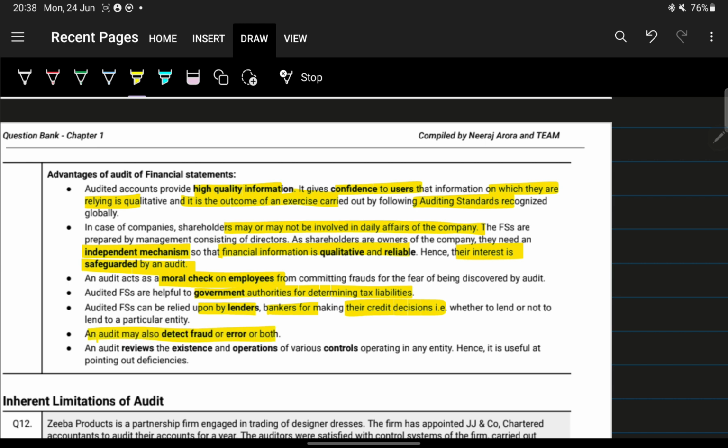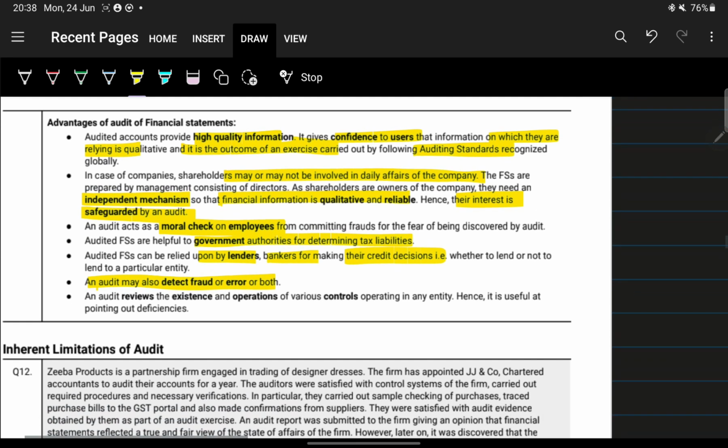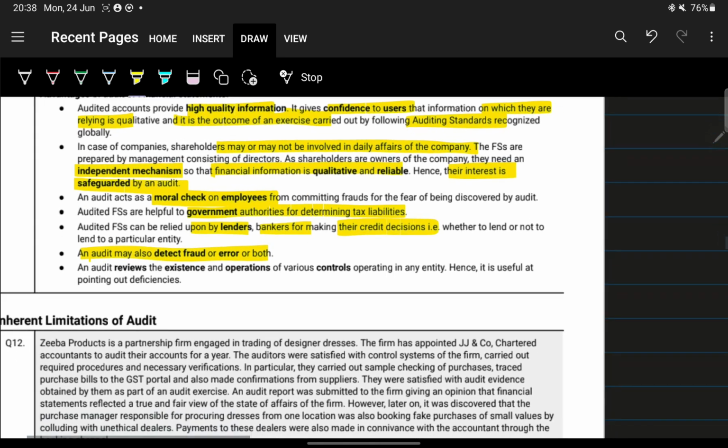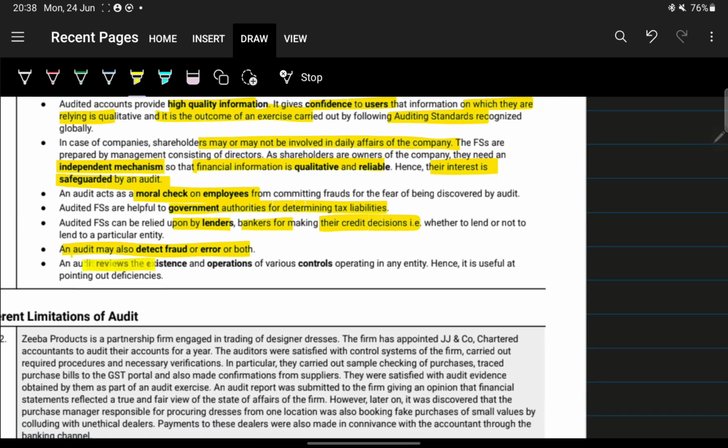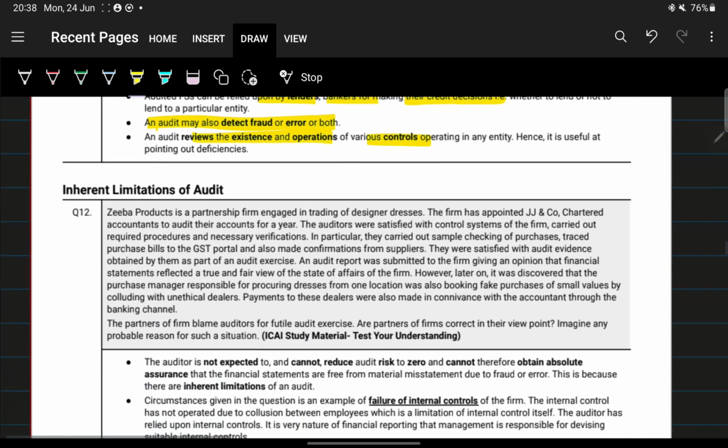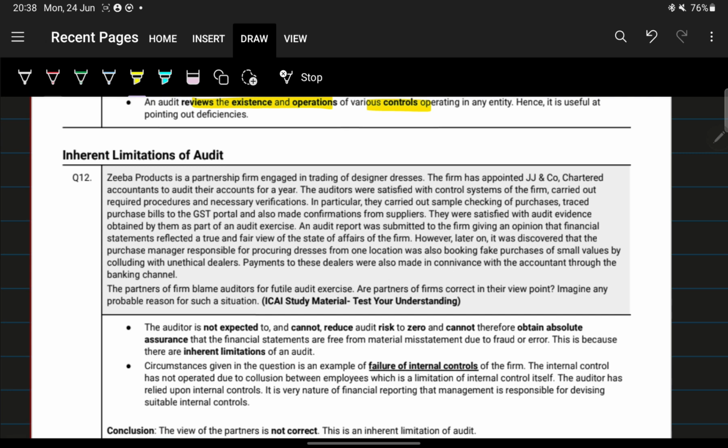Audit may also detect fraud or error or both, right? Audit reviews the existence and operations of control measures, right? It is useful for pointing out deficiencies. Okay, very simple. Next, this was in the ICAI study material, so I'm just going to promptly skip it.